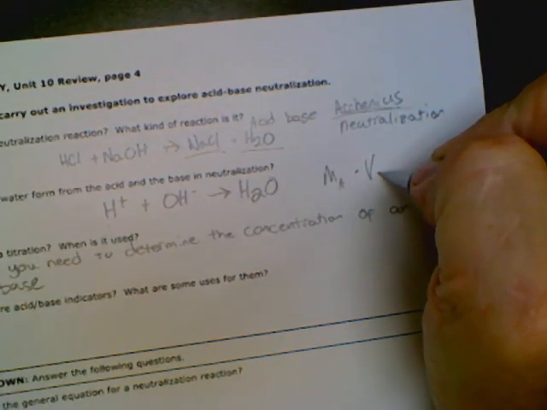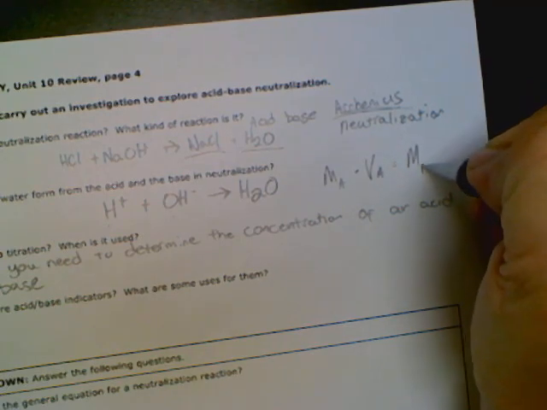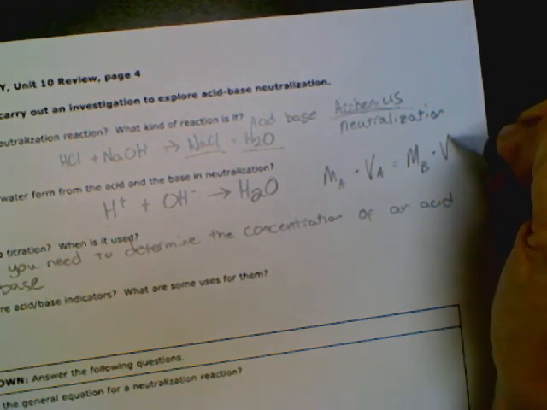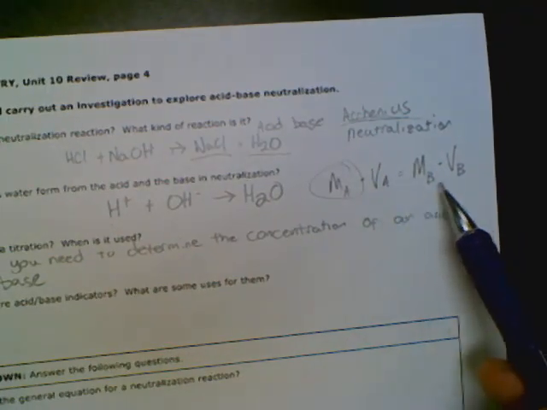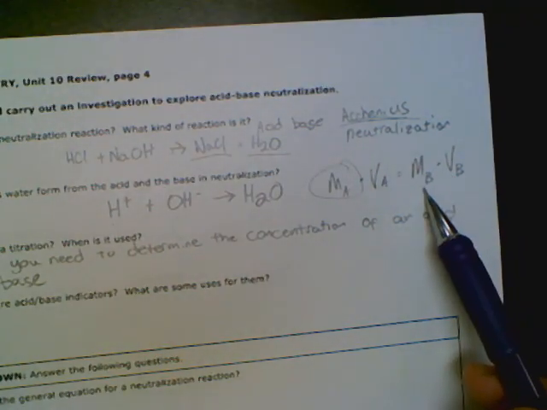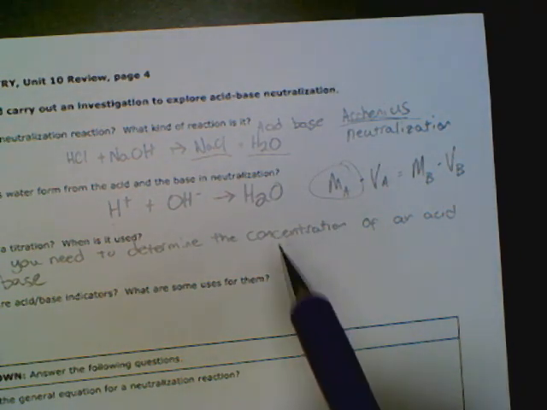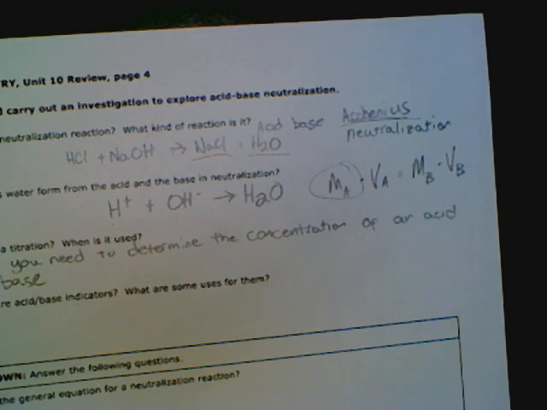MA times VA equals MB times VB, and it will give us the molarity of our acid. So basically, we know how much base we used, we know the molarity of the base we used, and we know the volume of the acid we started with. We can calculate the molarity of our acid using that.